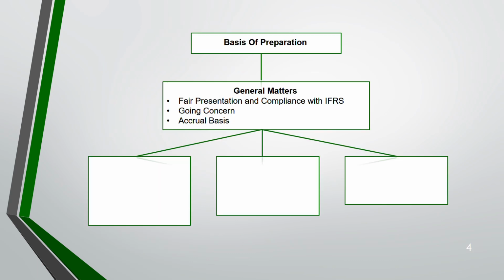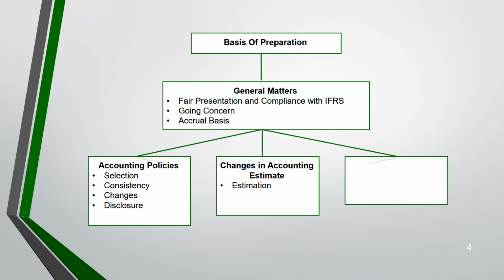Now, by showing you graphically, you can understand that better. So basis of preparation, first we have some general matters. Under general matters, we usually prepare our financial statements on a going concern basis, accrual basis, and we make a fair presentation and compliance with IFRS. These are the three general matters. Next, specifically we'll deal with accounting policies, where we go with the selection, then it has to be consistent, then the changes and the disclosure, and coming to estimate. Estimation, accounting treatment, and disclosure. Error, prior period error, correction, and disclosure.